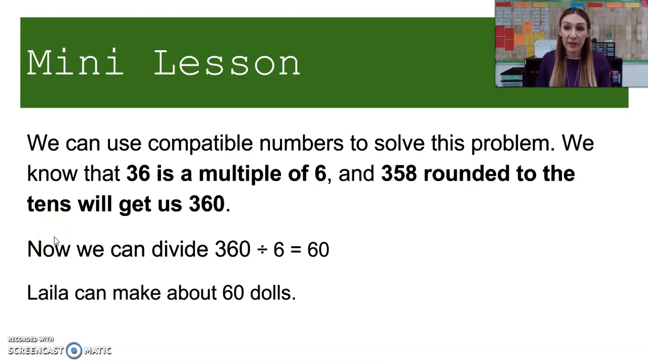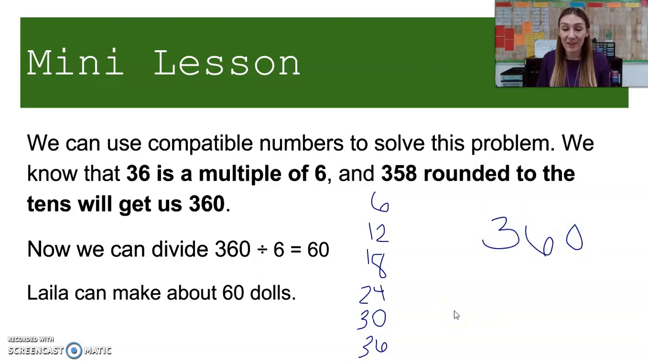We know that 36 is a multiple of 6. So 6, 12, 18, 24, 30, 36. There's that multiple, 36. And if we round 358 to the tens, that rounds to 360. So we're looking for these compatible numbers, that 36, so we can divide easily in our head. So if I divide 36 by 6, I get 6, and then I transfer over that 0, so 360 divided by 6 is 60. So Layla can make about 60 dolls. We did it all in our heads.